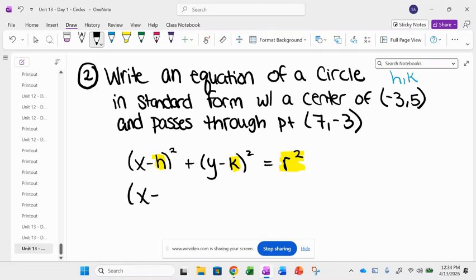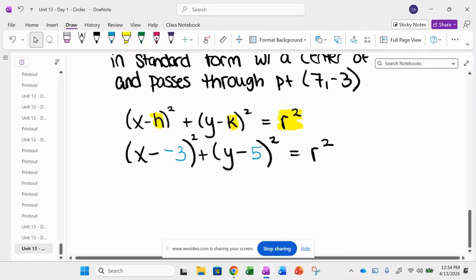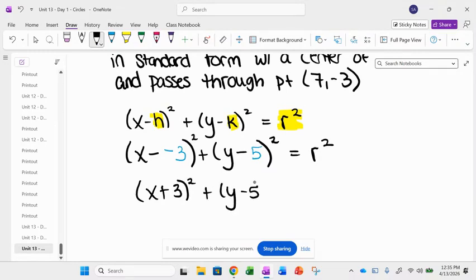So we're going to have x minus, now be very careful, it's minus a negative 3. So we have x minus a negative 3, quantity squared, plus y minus 5, quantity squared, equals the radius squared. So now that double negative makes a positive, so this becomes x plus 3 quantity squared plus y minus 5 quantity squared equals r squared. Is this good enough? No, I still need an r squared.